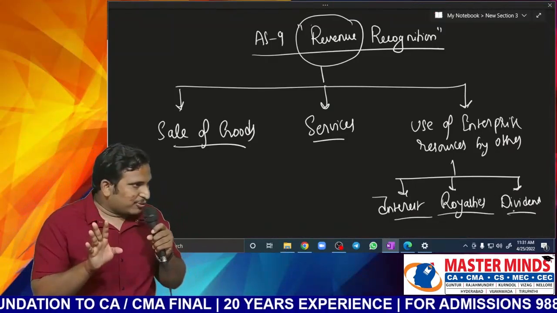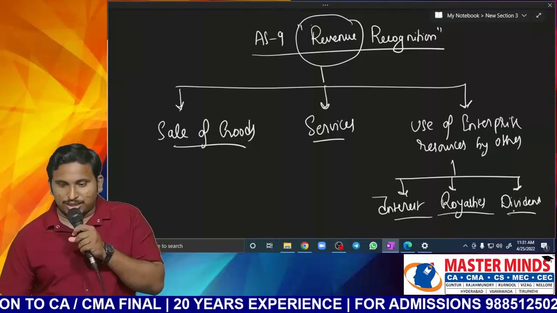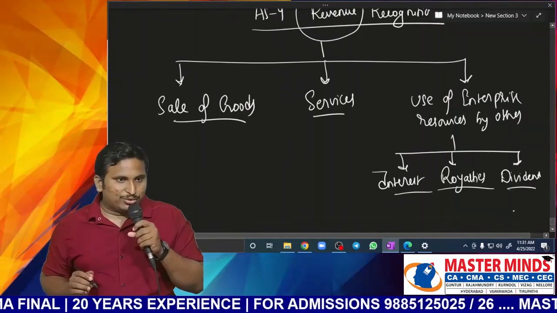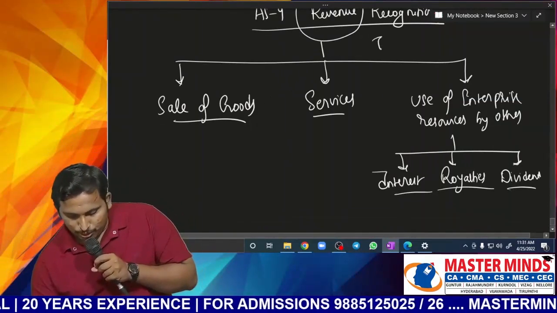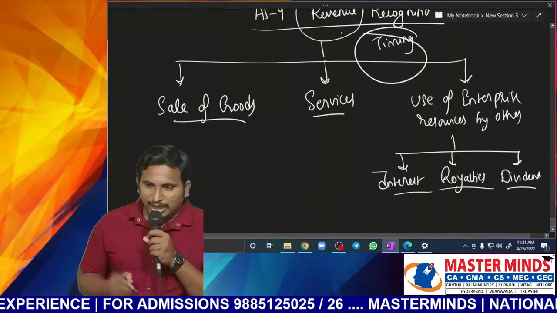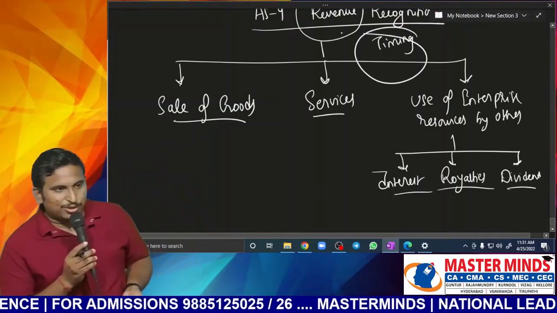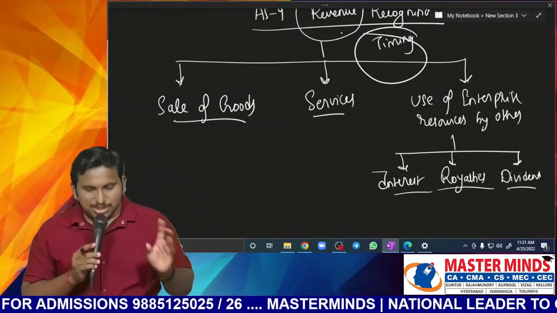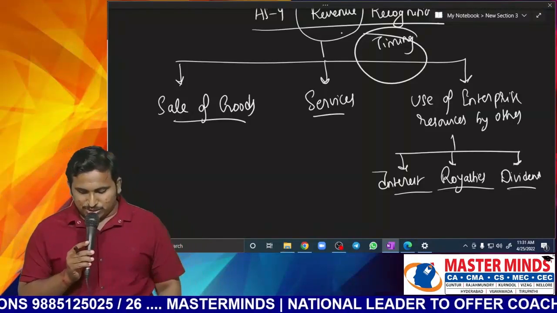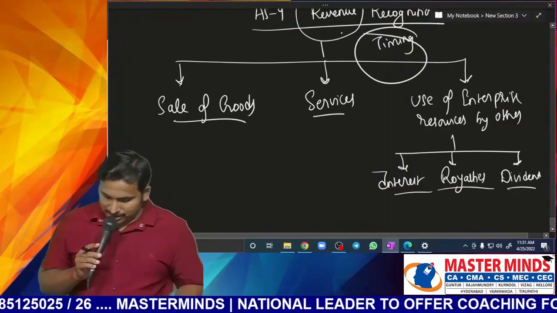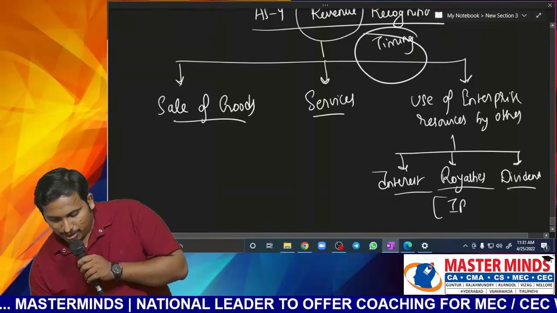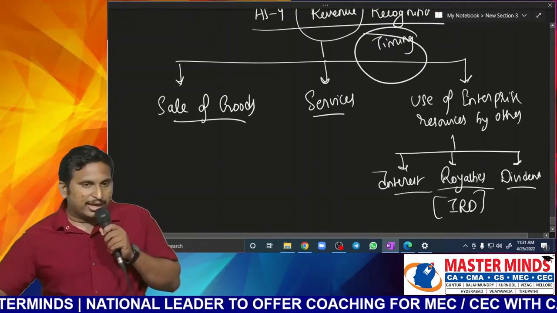So this standard focuses on the timing of revenue recognition, and not for all types of revenues. We are going to learn about only three types of revenues, and that too only timing. The three types are sale of goods, services, and use of enterprise resources by others yielding interest, royalties or dividend. In other words, three incomes. Let us call it IRD: interest, royalty and dividend.